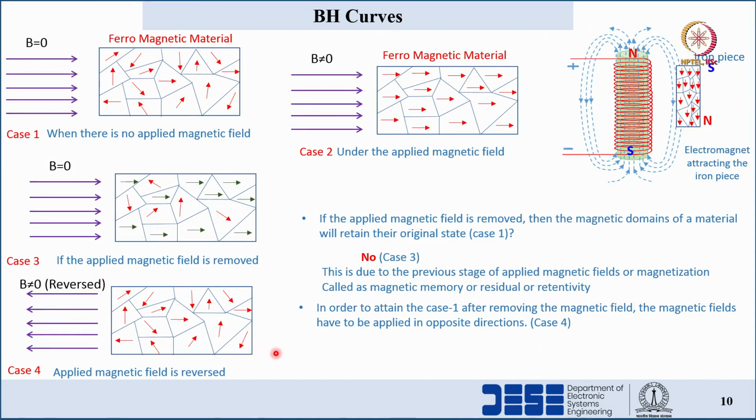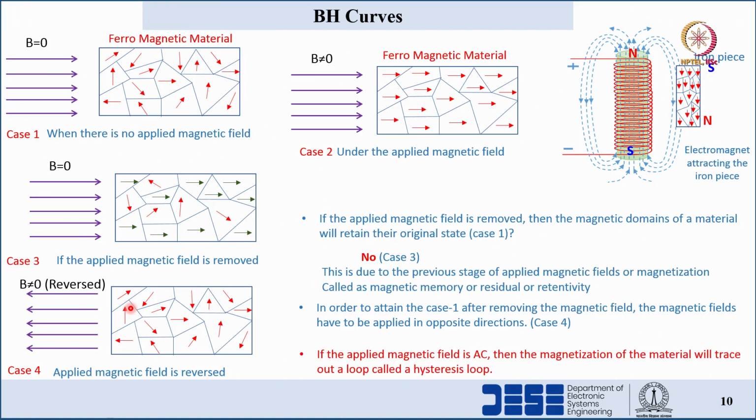If we reverse the magnetic field, we can attain case 1, not exactly, but all magnetic domains are randomly oriented. So, if we change the magnetic field, initially 0, then one direction, and then we reverse the direction of the magnetic field. If we vary the magnetic field in an AC, alternating manner, then we can see a loop formed by the magnetization curves. That loop is called hysteresis. We will see in detail about the hysteresis loop in the coming slides. So, if we vary the magnetic field in an AC manner, then we can see a hysteresis loop.